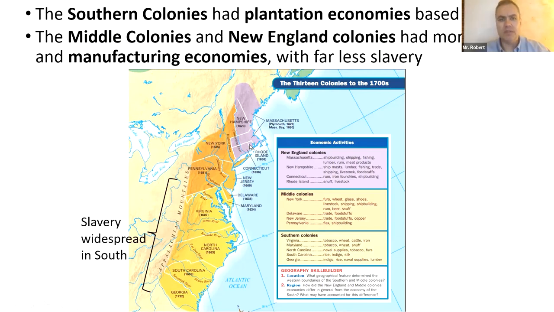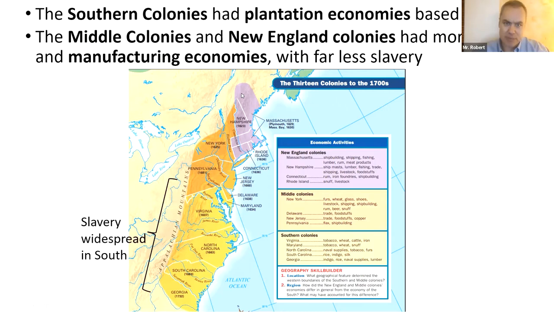So let's look at some of the differences between these colonies. It's very interesting. We'll look at their economy and their religion. But first, as far as slavery goes, we know that the South was the center of slavery because the nature of their plantations was extremely big. And there's probably a geographic reason for that. Let me explain.